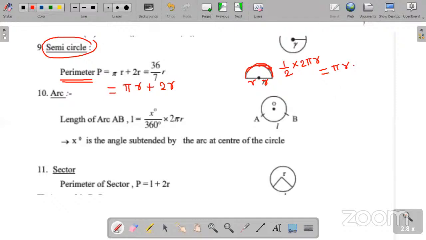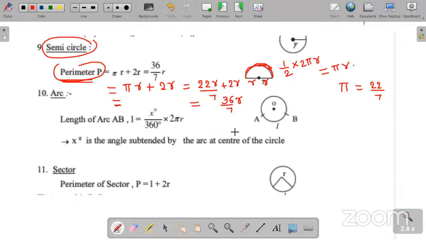Now pi is equal to 22 by 7, so this is 22r by 7 plus 2r. That means 7 into 2 is 14, 14r plus 22r, which we can write as 36 by 7 r. This is the perimeter of the semicircle.